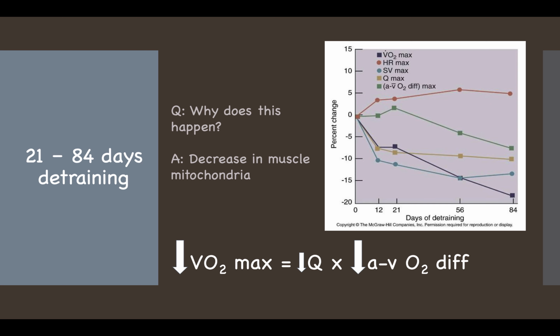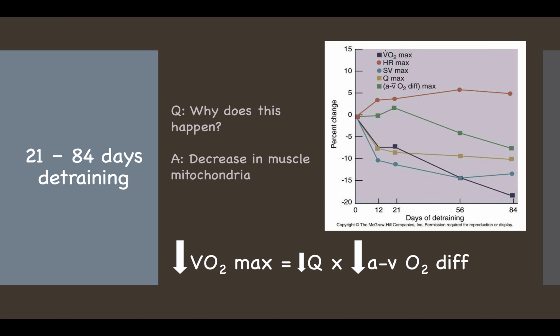which is huge. And when we look at why VO2 max goes down so much between 21 and 84 days, the reason is mainly due to a decrease in the AVO2 difference. That green line goes down quite a lot between 21 and 84 days, but cardiac output has sort of stabilized and it's not really changing much from 21 to 84 days.